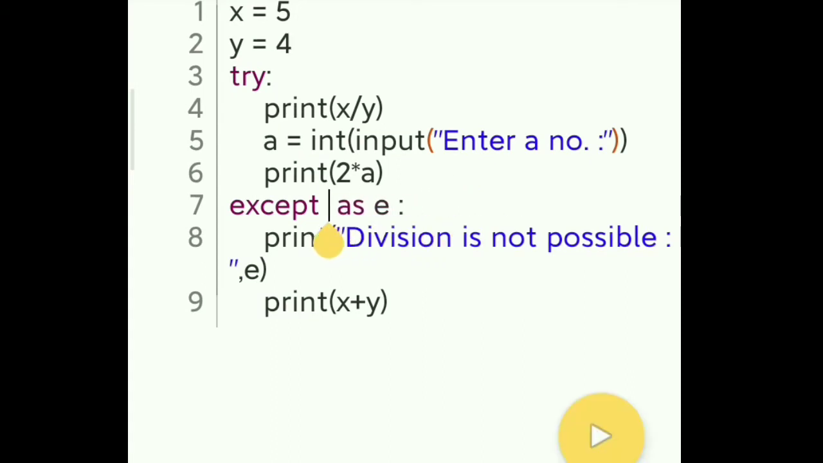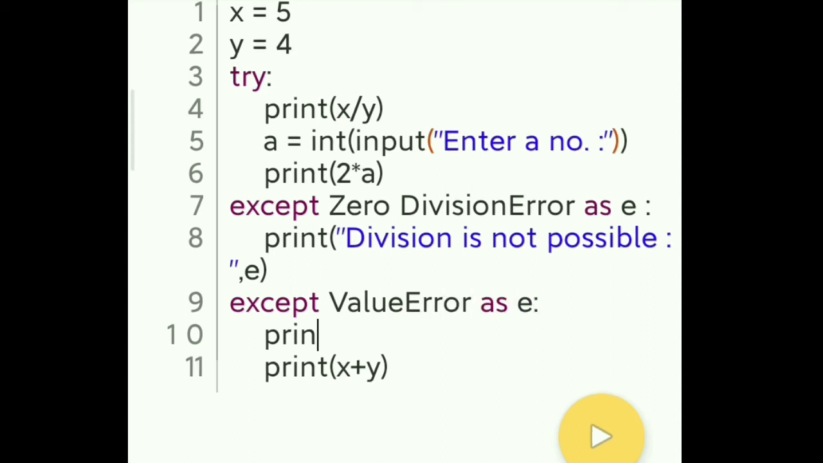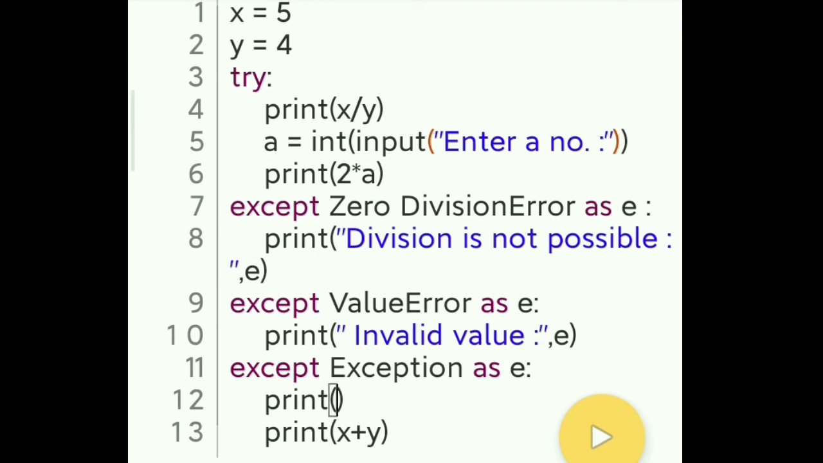Let's suppose we know the exception error, so we will put it in the except block by giving its name, like ZeroDivisionError, ValueError. If ZeroDivisionError occurs, it will print division is not possible. If ValueError occurs, it will print invalid value, anything you want. And for other errors, you can type Exception as e that we used previously. And in except we can print any message like something is wrong.